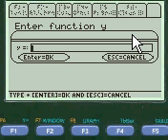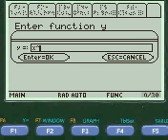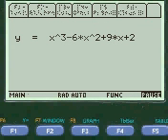And so we're going to enter a function now. We're going to have x cubed minus 6 times x squared plus 9 times x plus 2, and press enter twice. I show you what you've entered so you can change it if you want.